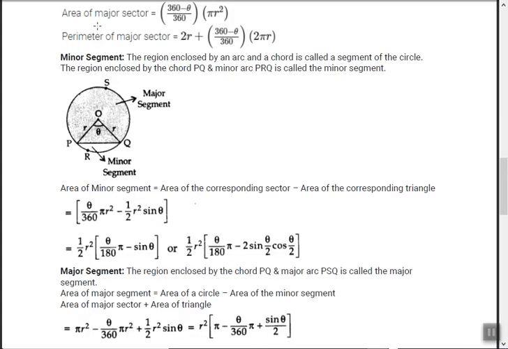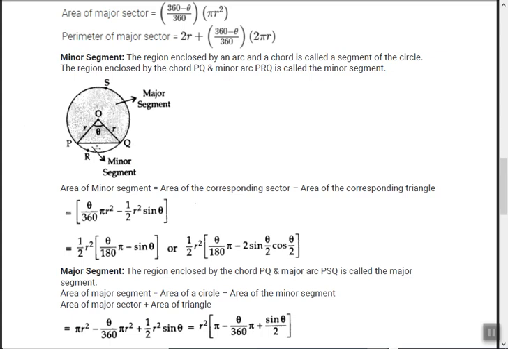Next we'll study the segment. Segment means what? See here, a segment is always a part between the chord and the arc. Remember this: a sector was between the radii and the arc, a segment is between the chord and the arc. The region enclosed by an arc and a chord is called a segment of the circle. The region enclosed by the chord PQ and the minor arc PRQ is known as a minor segment, right?